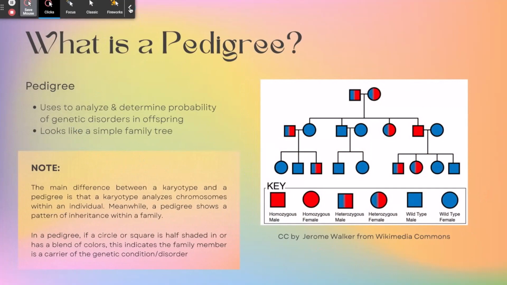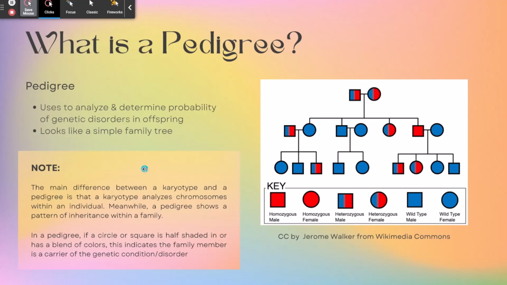We also should look at what a pedigree is. This is used to analyze and determine the probability of genetic disorders in offspring, and it looks like a simple family tree. My note here says that the main difference between a karyotype and a pedigree is that a karyotype analyzes chromosomes within an individual. Meanwhile, a pedigree shows a pattern of inheritance within a family.